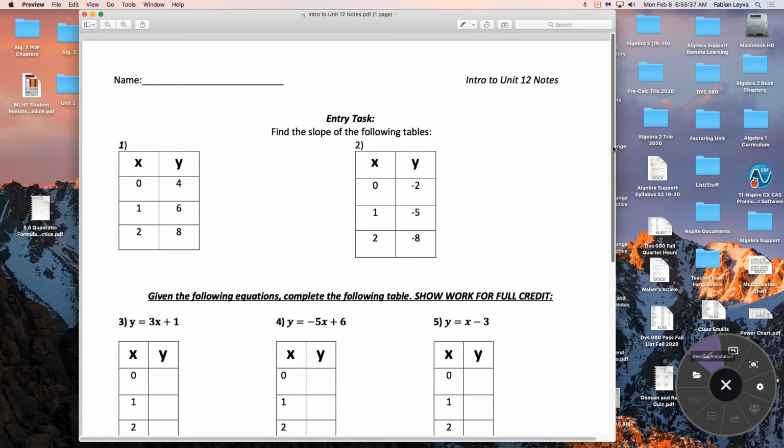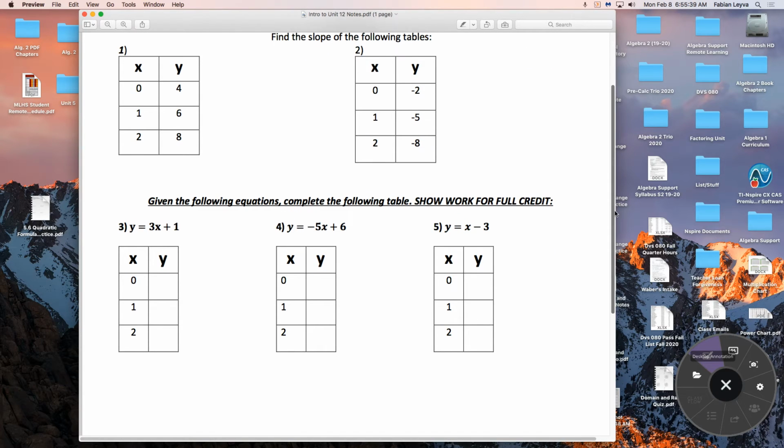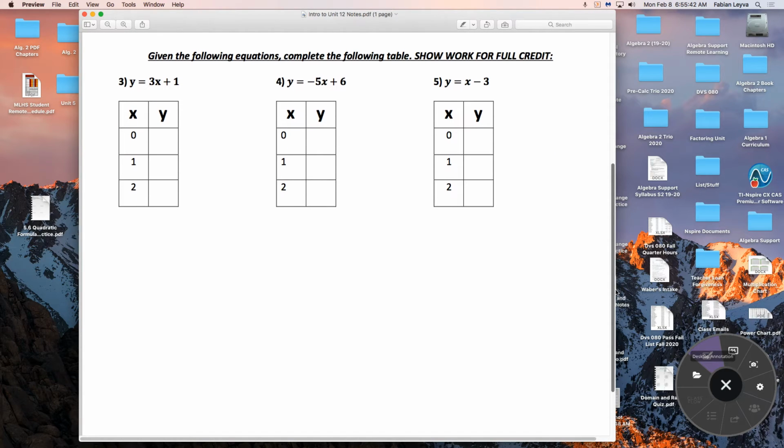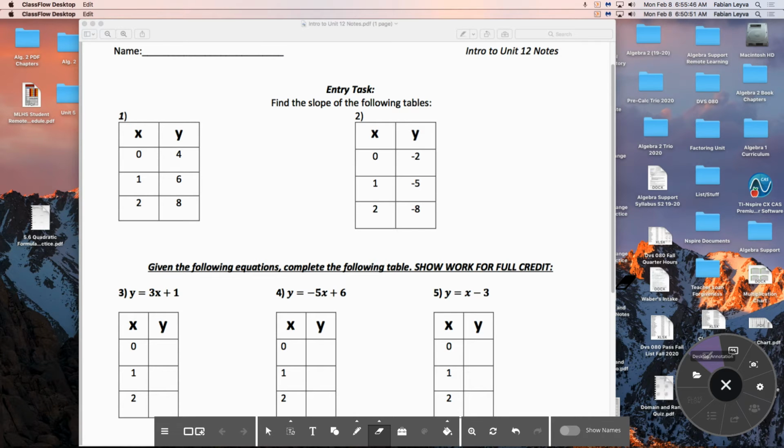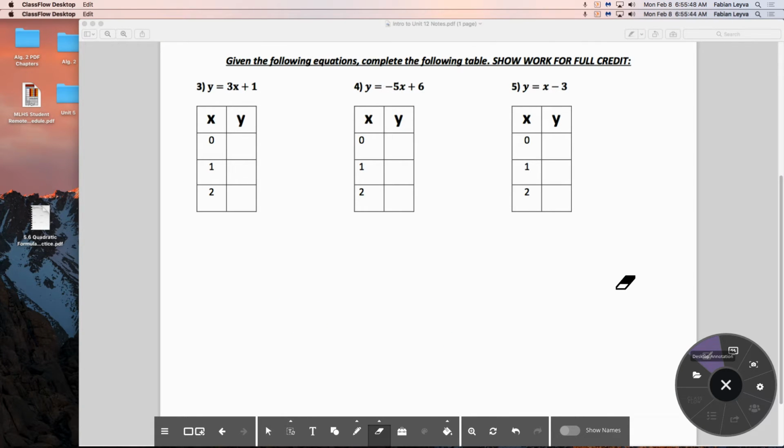All right, so keep in mind that today is just an intro to Unit 12. Those first 2 problems that we did were from last unit, and that really was just to get us ready for graphing these lines. But first, I want to make sure you understand how to fill in points into a specific equation. So let's start here.